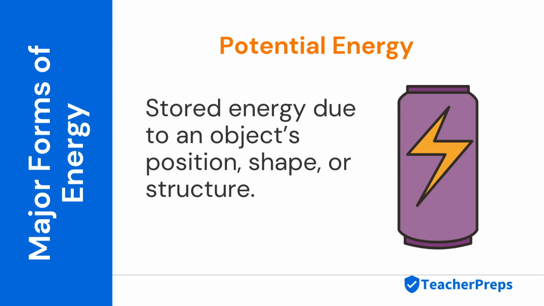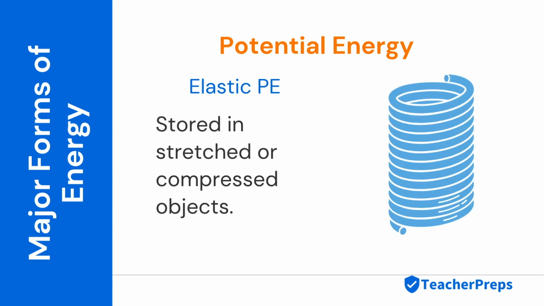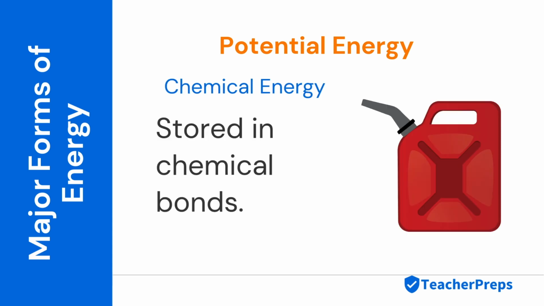There are three types of potential energy, which include, first and foremost, gravitational potential energy, which is the energy that something has because of its height or weight, like water behind a dam. Second up, we have elastic potential energy, which is stored in stretched or compressed objects, just like the compressed spring that you see right now. And finally, we have chemical energy, which is stored in chemical bonds, just like gasoline.